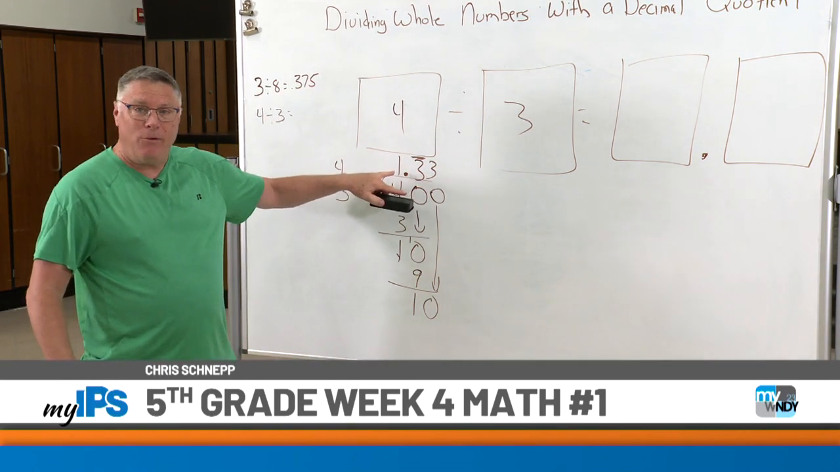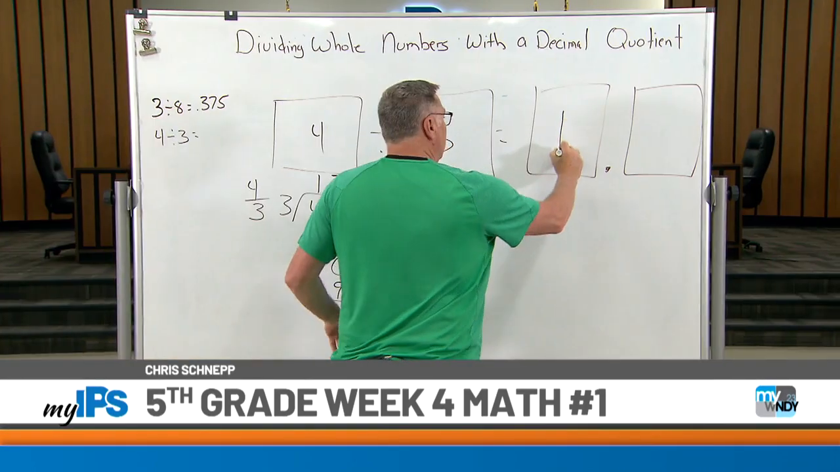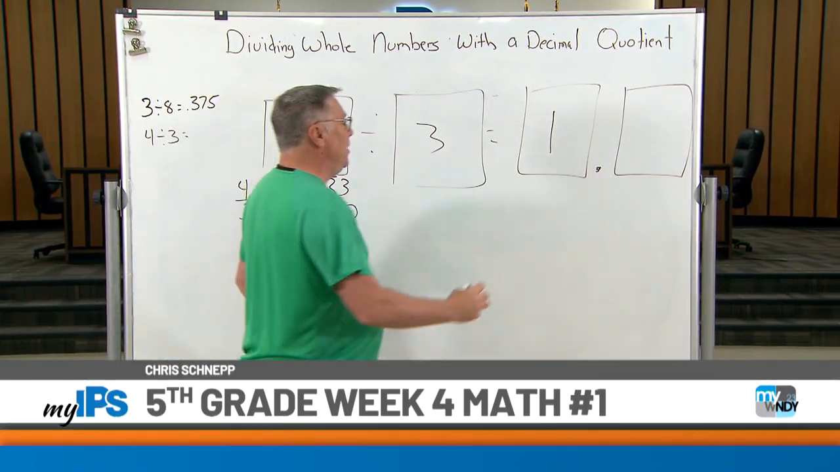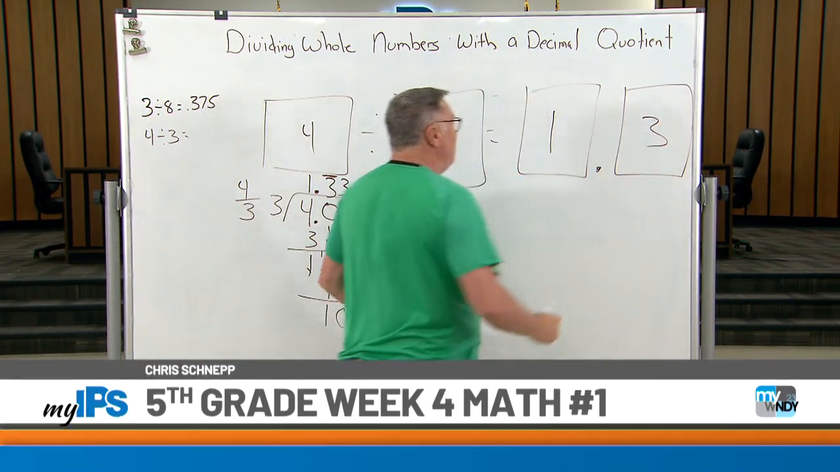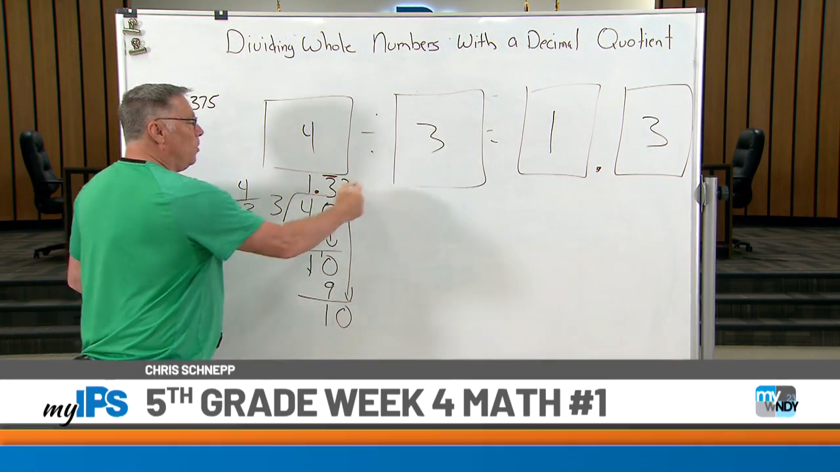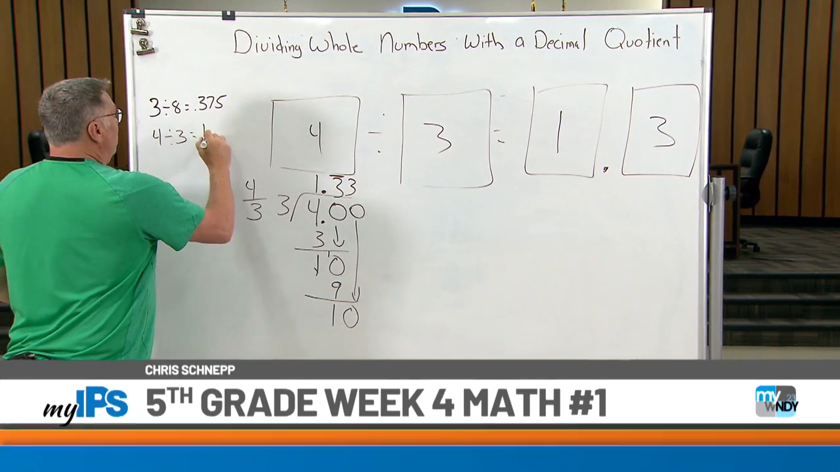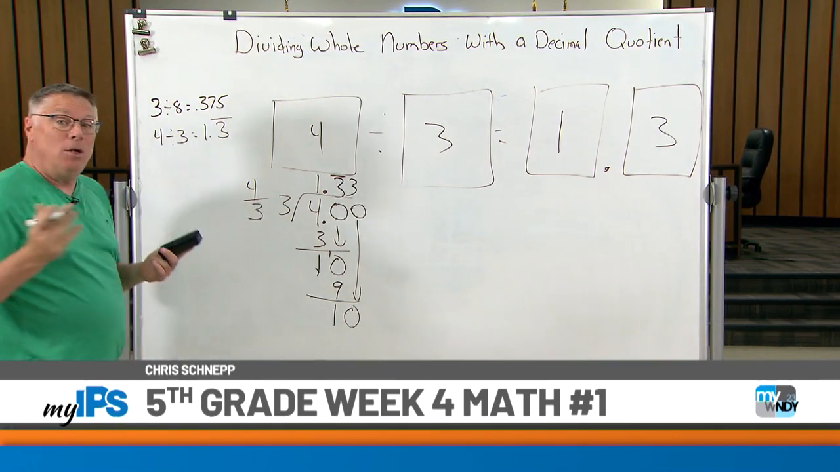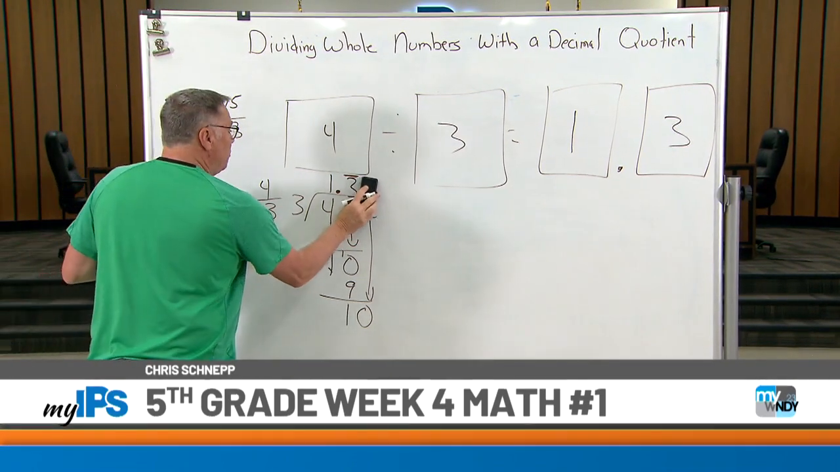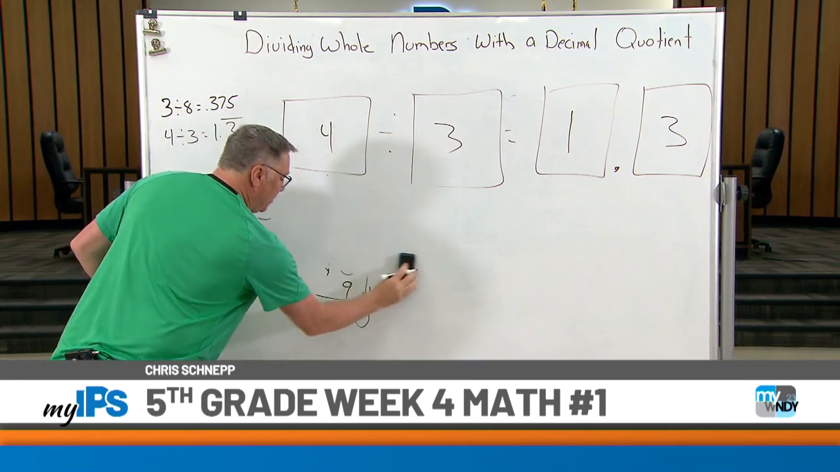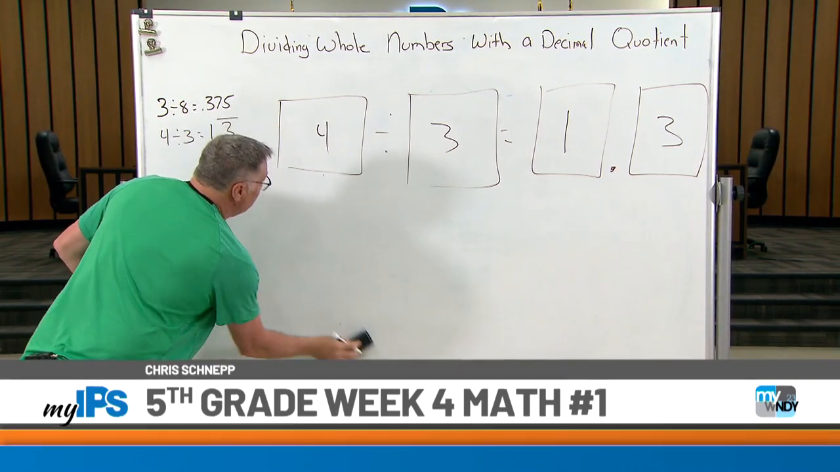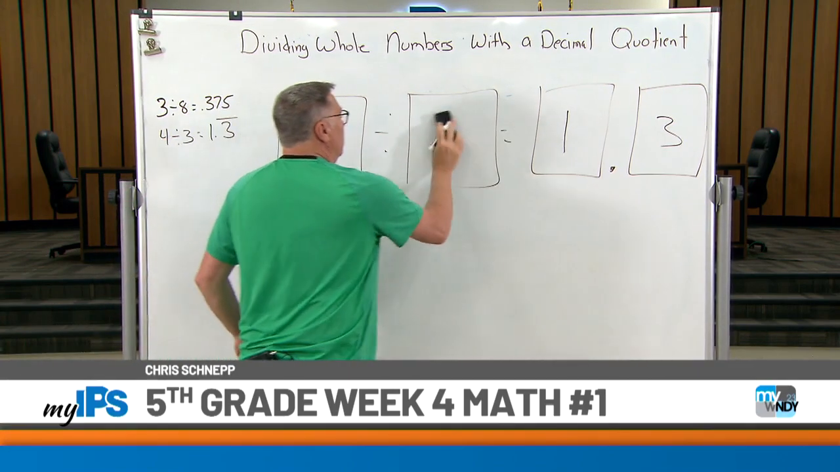Now we've got our 4 divided by 3. We do have a whole number in the answer, and we do have a number in the tenths place, but it doesn't stop there because we're going to get 3's over and over again. So we're getting closer. All right, let's try one more and see if we can make this work.